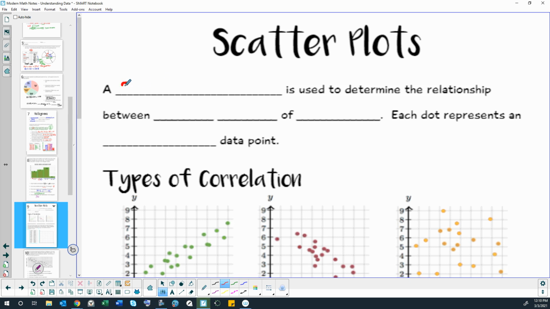A scatter plot is used to determine the relationship between two sets of data. Each dot represents an individual data point.